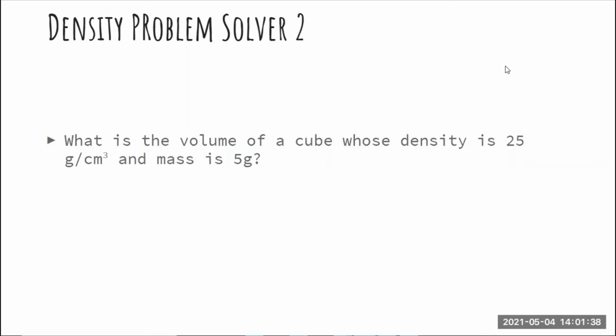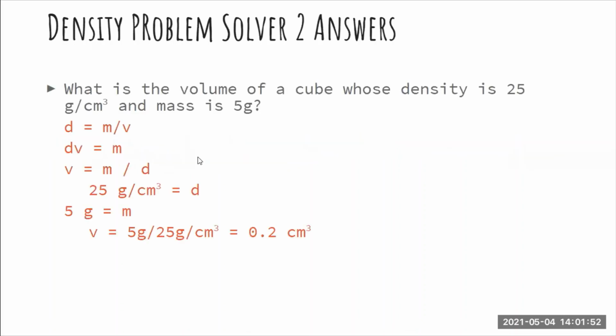So let's look at how we would solve that. Remember, we're not solving for density, we're solving for volume, which means you have to cover volume on the density triangle and you're left with an equation of mass over density. Or you can go ahead and rearrange your formula. We were given a density of 25 grams per centimeters cubed, and we were given a mass of 5 grams. So 5 divided by 25 leaves me 0.2 centimeters cubed. And that is how you solve for density and volume.